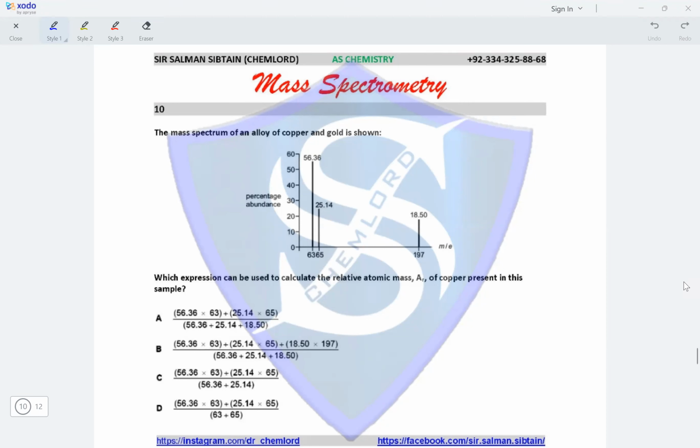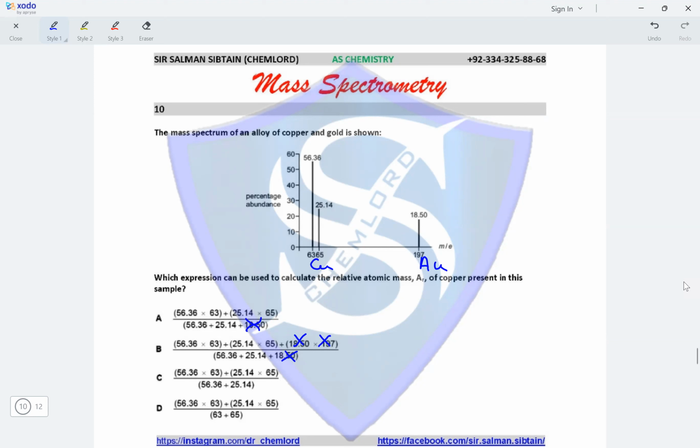Question 10. The mass spectrum of an alloy of copper and gold is shown. Which expression can be used to calculate the relative atomic mass Ar of copper present in this sample? So, the isotopic masses of 63 and 65 correspond to isotopes of copper, whereas the isotopic mass of 197 corresponds to the isotope of gold. So, in order to calculate the Ar of copper, the value of 197 or the percentage of 18.50 must not be present in the formula. So this eliminates options A and B because A and B have these values present, C and D do not.